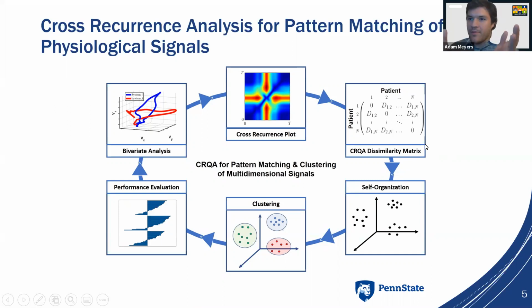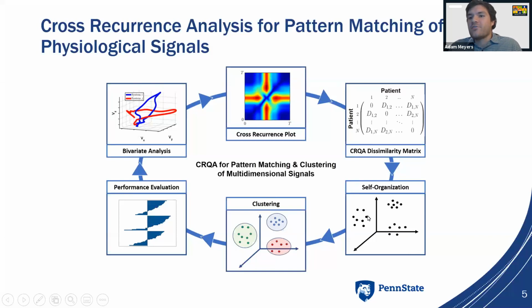Once we have this dissimilarity matrix, we can then extract a self-organizing network from it that shows 3D locations of nodes, of patients. And this self-organization network also serves as dimensionality reduction, where we can reduce this n by n dissimilarity matrix into essentially an n by 3 matrix, where the 3 columns represent the x, y, and z components of the spatial locations of the nodes.